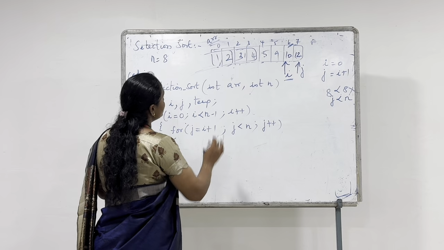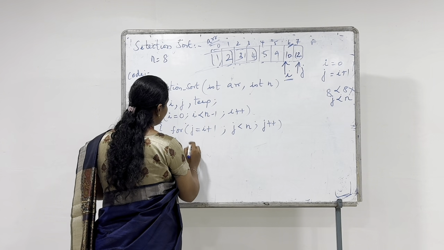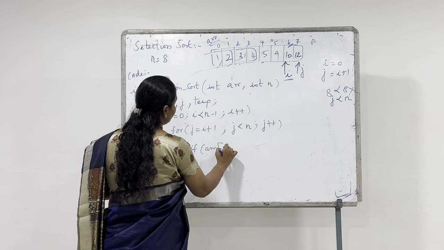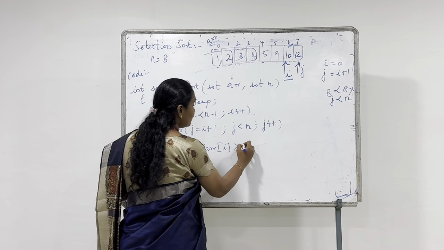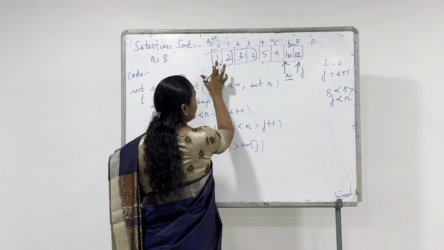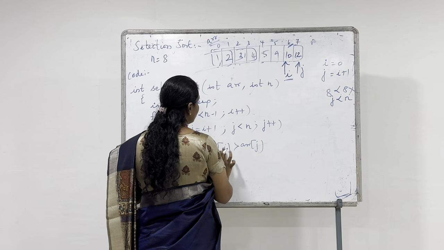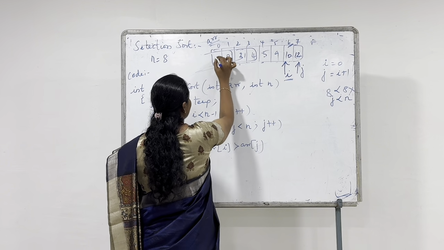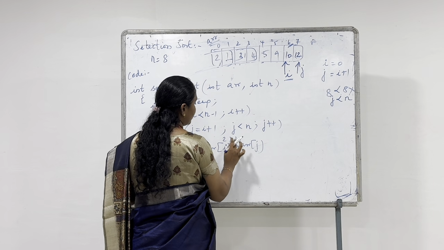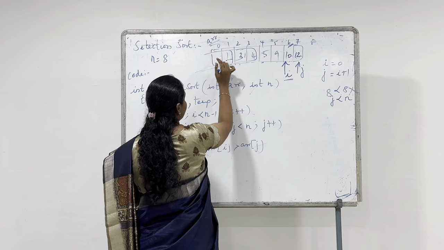Okay. So now do comparison. Compare two elements. If array of i is greater than array of j, we always want the smaller element in the i position, right? So, for example, if 2 is here and 1 is here, 2 is greater than 1, then we need to do swapping, right?